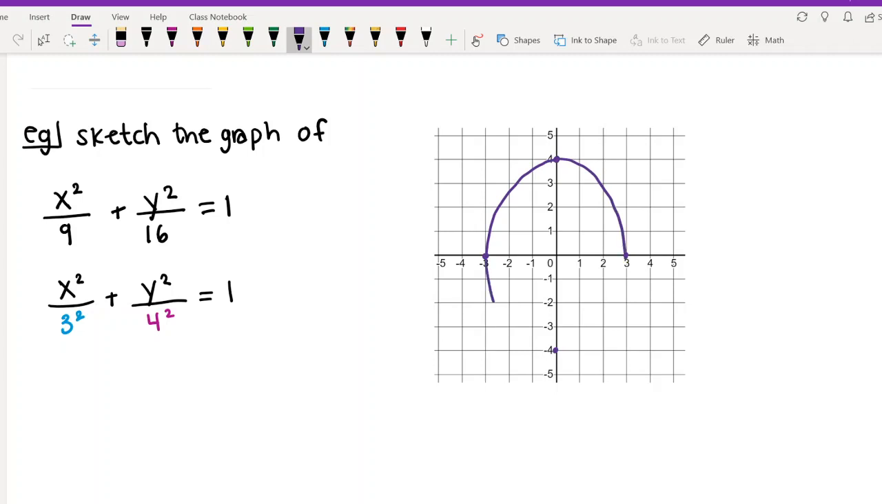So you're basically taking the square root of what you see in the denominator in order to figure out how to actually sketch the graph. I am not doing well with this pen right now. Sorry, everyone. Okay. So just to make this really clear, this distance ended up being a distance of 4, and this distance ended up being a distance of 3.